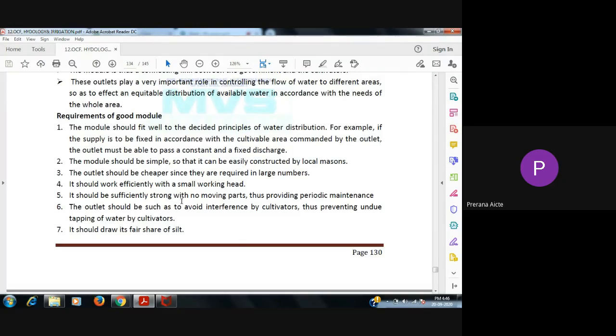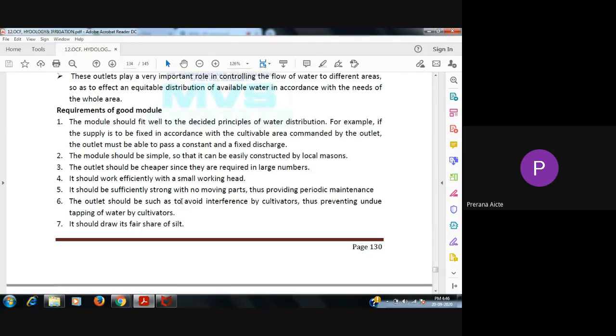So the module should be simple so that it can be easily constructed by local masons. The outlet should be cheap since they are required in large numbers. It should work efficiently with a small working head. It should be strong, with no moving parts. It should draw its fair share of silt. So these are the requirements of a good module.